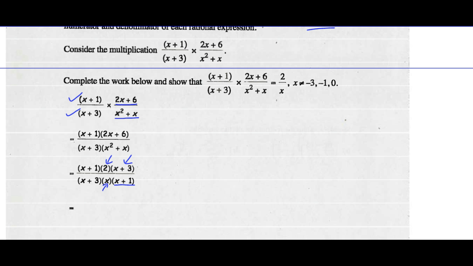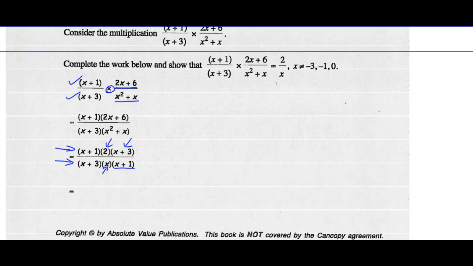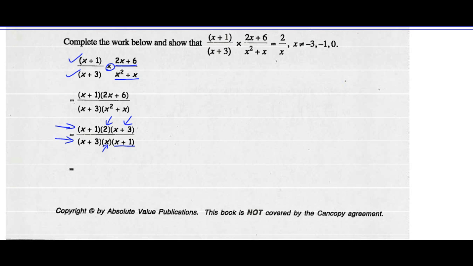So because I'm multiplying, I can write this all as a single multiplication statement for my numerator and my denominator. And once I've got everything factored, I can now reduce any numerator with any denominator. So x plus 3 divided by x plus 3 leaves 1. X plus 1 divided by x plus 1 leaves 1. And 2 over x can't be reduced. So in simplest form, I've got 1 times 2 times 1, or 2 in my numerator, 1 times x times 1, or x in my denominator.